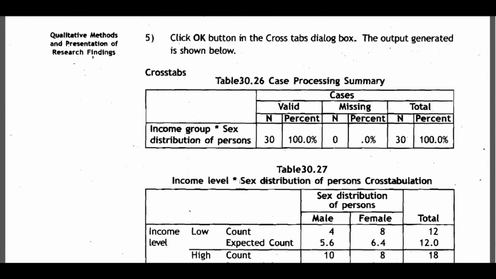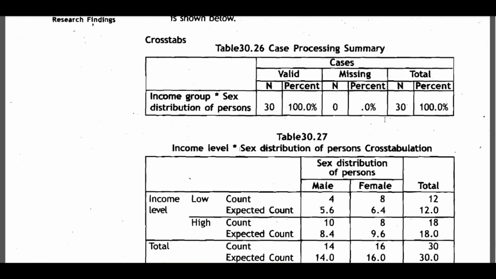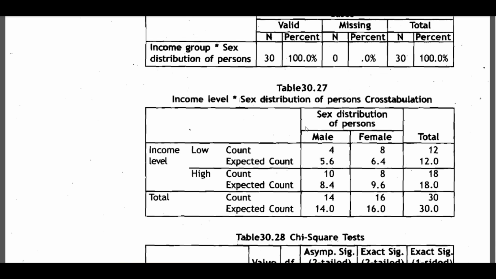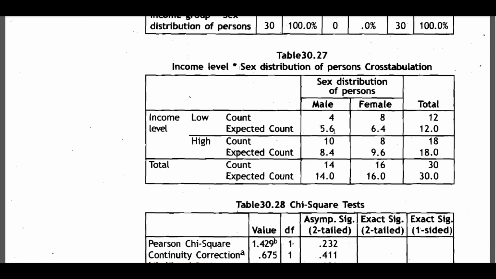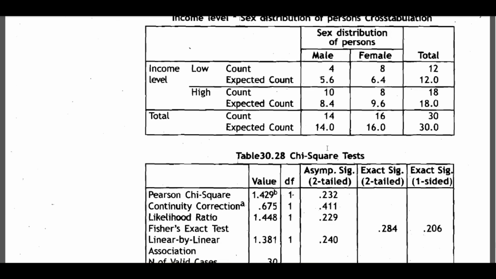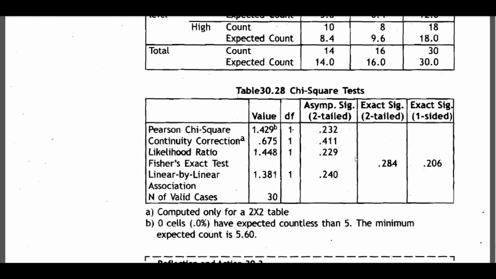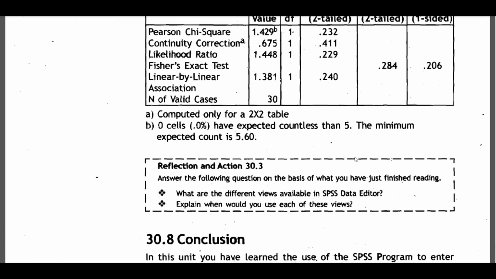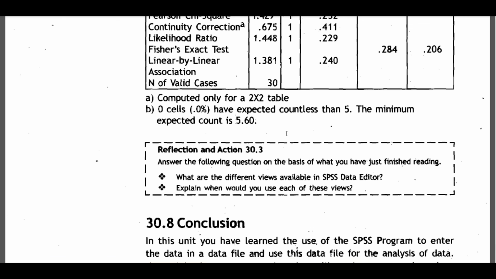So you have the case processing summary, and we have income level with the sex distribution. You have these values. Expected count is 5.6 in male and female, and observed count is only 4. So this is the chi-square test that we get, and we can interpret it later.